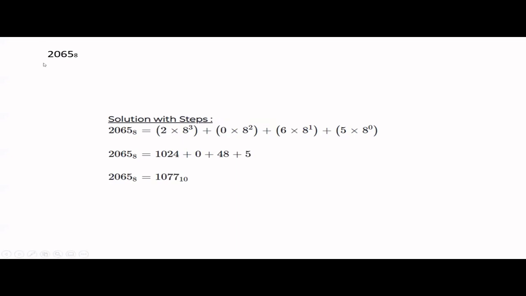Okay, this is 2065, right? Again, same thing. 8 to the power 0 means 1. 1 into 5 is 5. This one, 8 to the power 1 is 8. 8 into 6 is 48. 0 into anything, just 0. 8 to the power 3 into 2, that means 1024. And you add everything, you can get the answer.